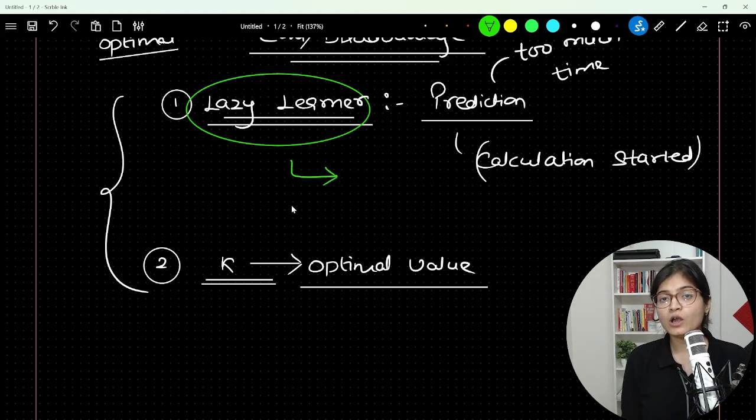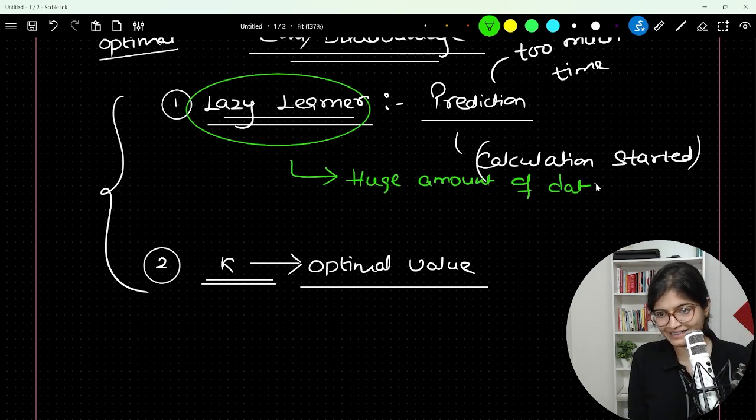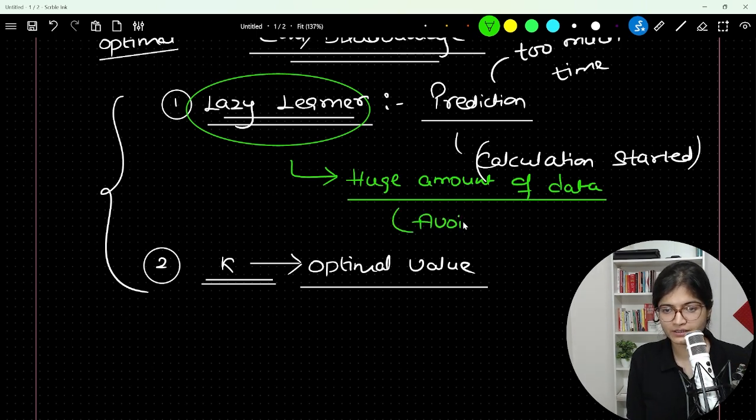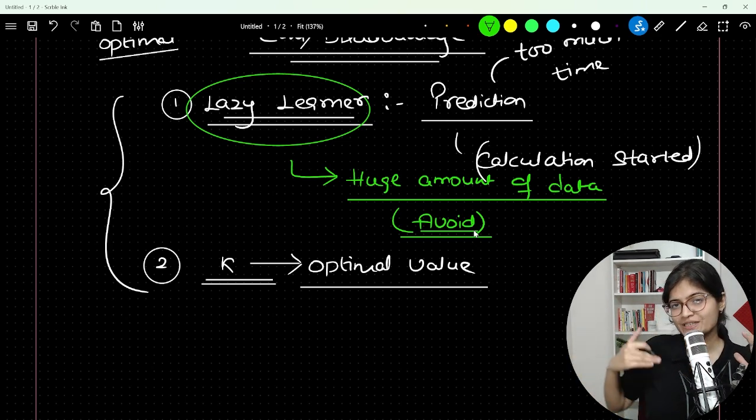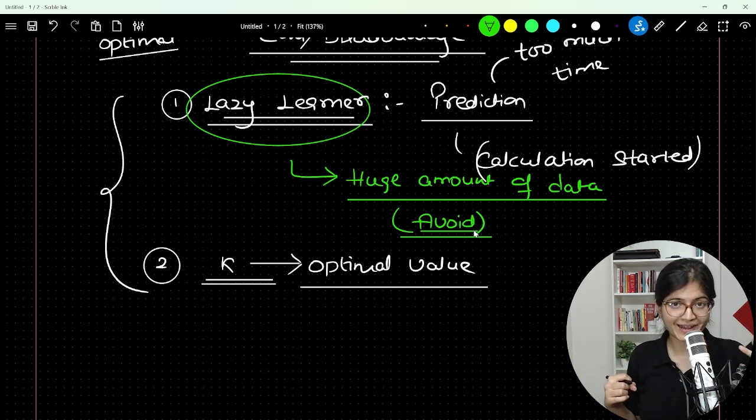That is why you will observe that whenever you have a huge amount of data, at that point of time, in practical terms, people usually avoid using this KNN algorithm. Because if you have huge data points, and it is not doing anything in the training per se, it is doing everything at the prediction time.